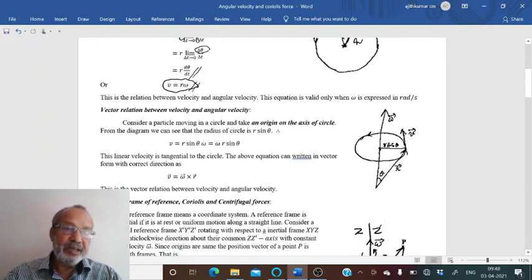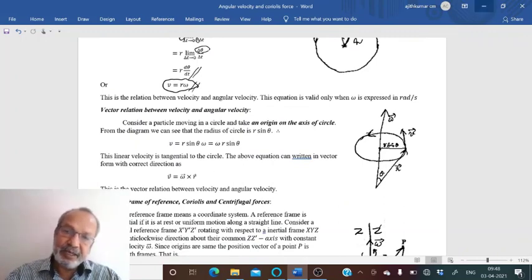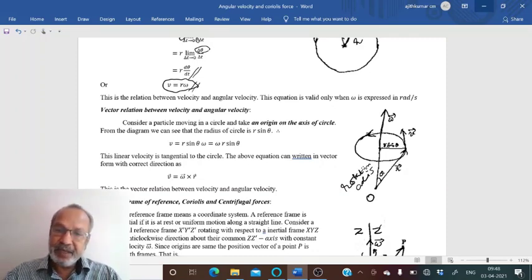Now we come to the vector relation between linear velocity and angular velocity. For that we consider a particle rotating in a circle, and this is the axis of the circle, that is the rotation axis. Let us consider some origin on the rotation axis. This is the origin, and suppose a particle is here and the position vector of the particle is r. In this right angle triangle this is the opposite side, so this is r sin theta. So the particle is rotating in a circle of radius r sin theta.